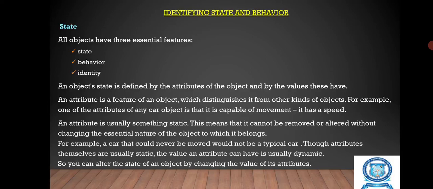So now we are going to identify the state and the behavior. All objects have three essential features: state, behavior, and identity. An object's state is defined by the attributes of the object and by the values they have. An attribute is a feature of the object which distinguishes it from other kinds of objects. For example, one of the attributes of any car object, which is capable of movement, is that it has a speed.